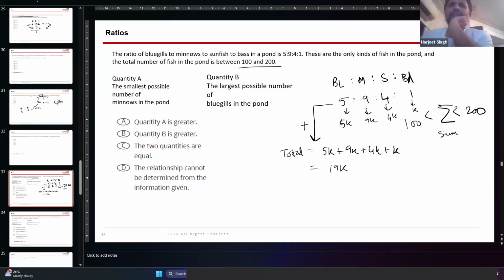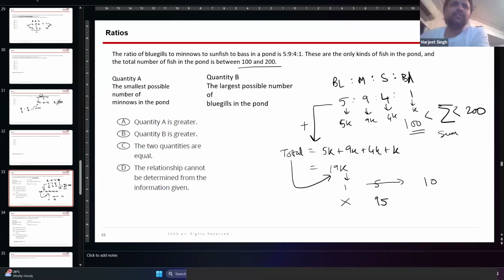So the total, can I say, will be a multiple of 19 for sure. So K values, can I say, will range from 1 all the way till 10. Can it have 1? It can't have 1 because the lowest number of fish in the pond is 100. So can I say 19 into 5 is how much? 95?